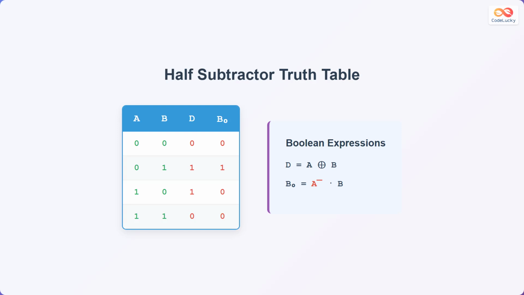The corresponding Boolean expressions for the half subtractor are as follows. D equals A XOR B, and B0 equals A bar and B.